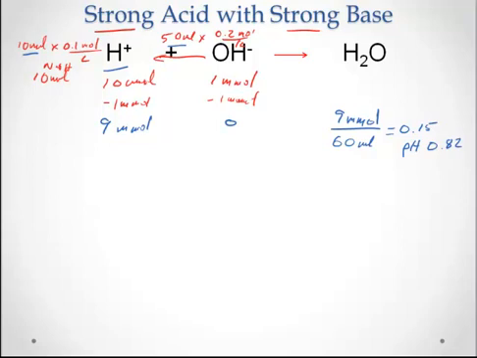Now I've got my 9 millimoles, and we're going to add another 10. In other words, we'll have a total of 20 mils of NaOH. I've already added 10, so here's another 10. Same kind of situation: I'm going to lose 1 millimole, and that gives me 8 millimoles of hydrogen. And of course the base is 0 again because I used all that up.